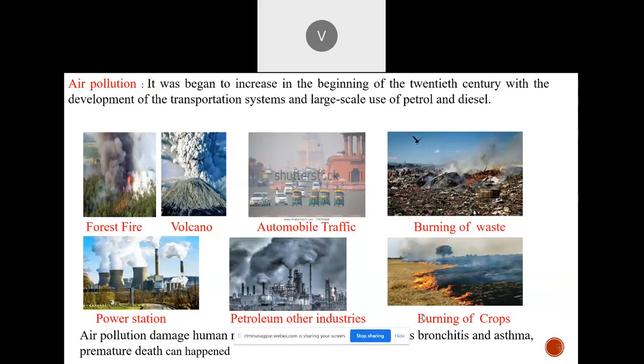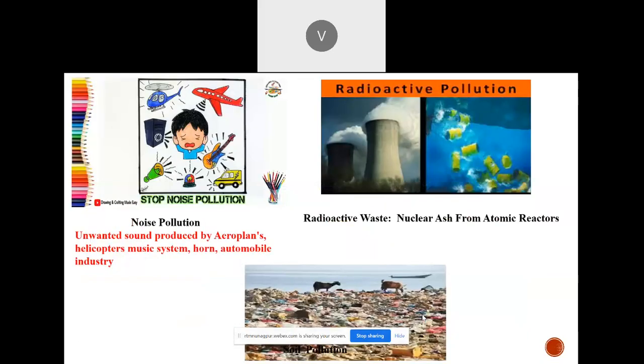The second type is the air pollution. It began to increase in the beginning of 20th century with the development of transportation system and the large scale use of petrol and diesel. The air gets polluted by the natural disasters like forest fires, volcano, or due to the mishandling and misuse of the automobile, burning waste, power station, petroleum, chemical industry, and burning of crops. So all these contribute, or we can say these are the different types of air pollutants. And due to this air pollution, the human respiratory system gets damaged, and bronchitis, asthma, premature deaths can happen due to this air pollution.